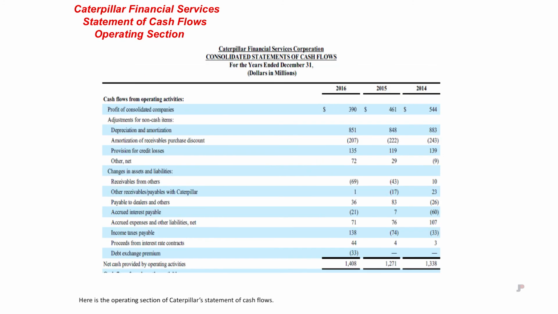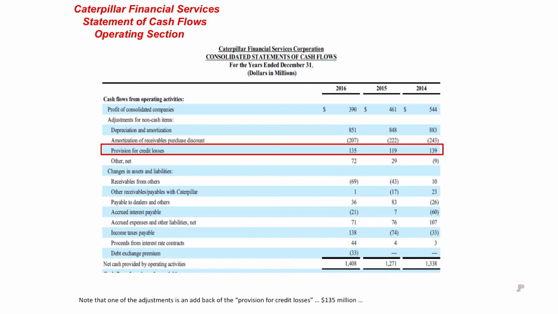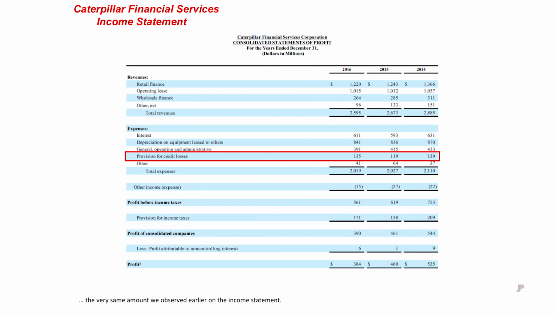Here is the operating section of Caterpillar's statement of cash flows. It is prepared under the indirect method, which begins with the reported net income number, $390 million, and lists the adjustments necessary to reconcile the income number to the $1.4 billion net cash provided by operating activities dollar amount. Note that one of the adjustments is an add back of the provision for credit losses, $135 million, the very same amount we observed earlier on the income statement.